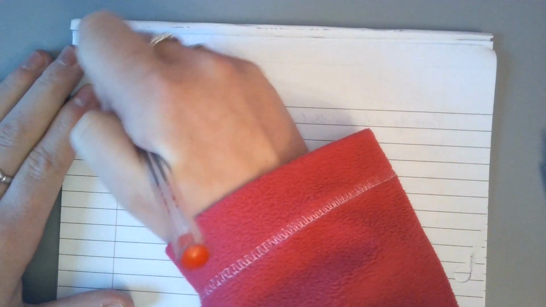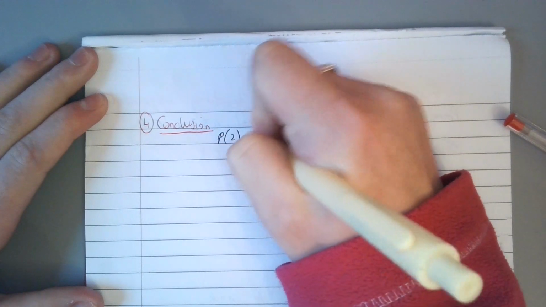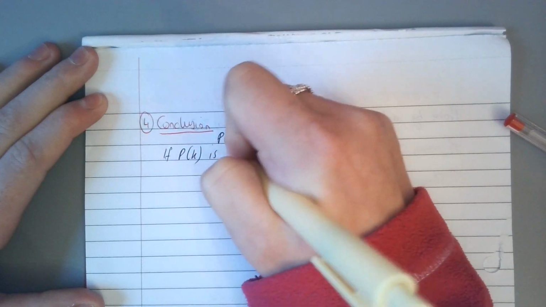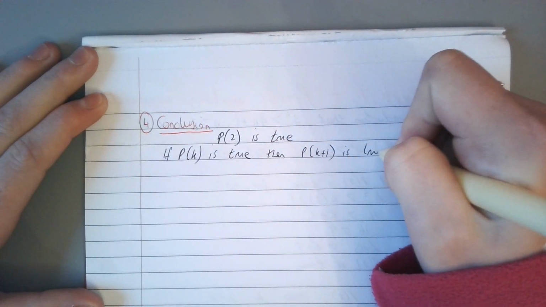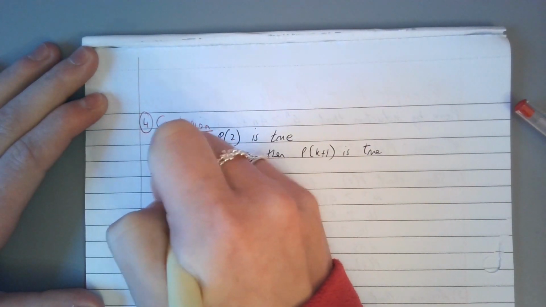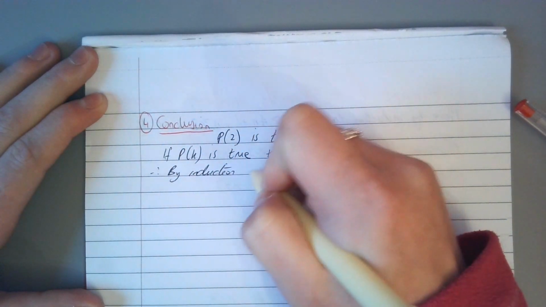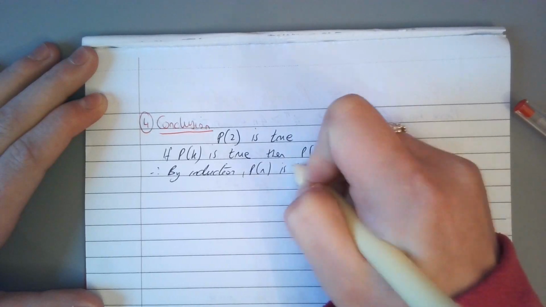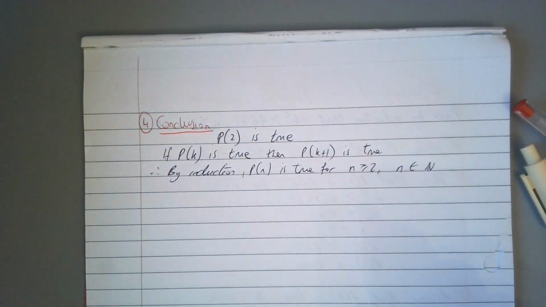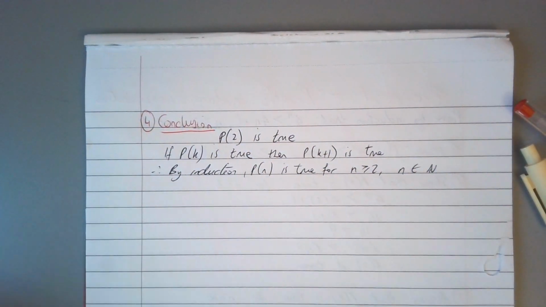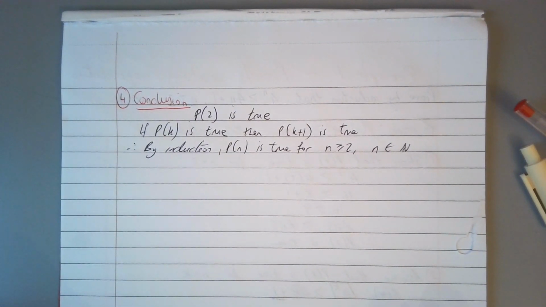So step 4 is our conclusion. And we're going back, so we've got proposition 2 is true, so it's 2 this time for that question. And then we have, if proposition k is true, then proposition k plus 1 is true. And then by induction, proposition n is true for n greater than or equal to 2, n an element of the natural numbers. So there's our example for our proof by inequality.